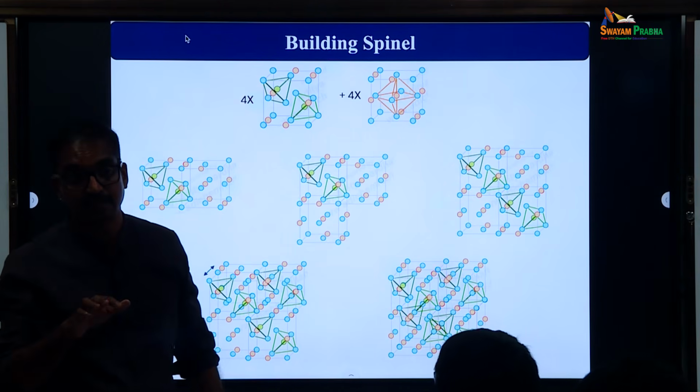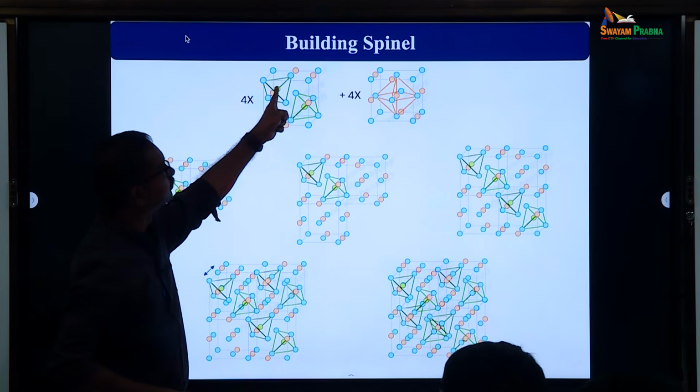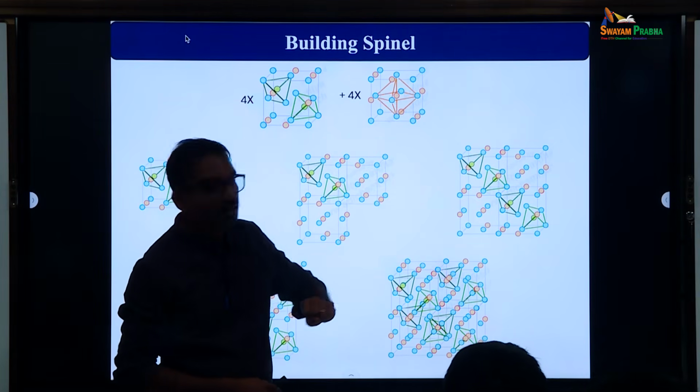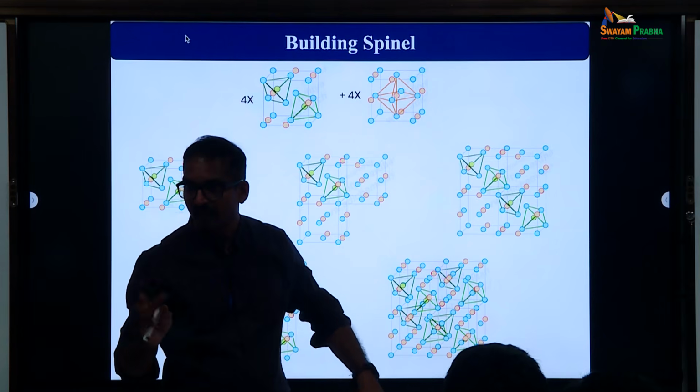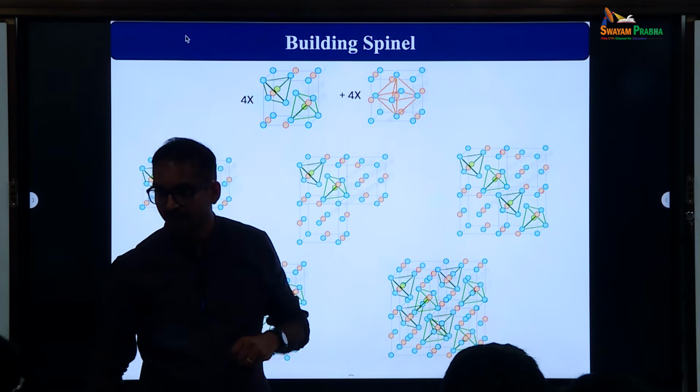Total how many tetrahedra are there? 8. But I have put only 2 lithium. In this FCC unit cell, how many tetrahedra are there? 8. But I did not fill them. Rather, I filled one octahedra here.